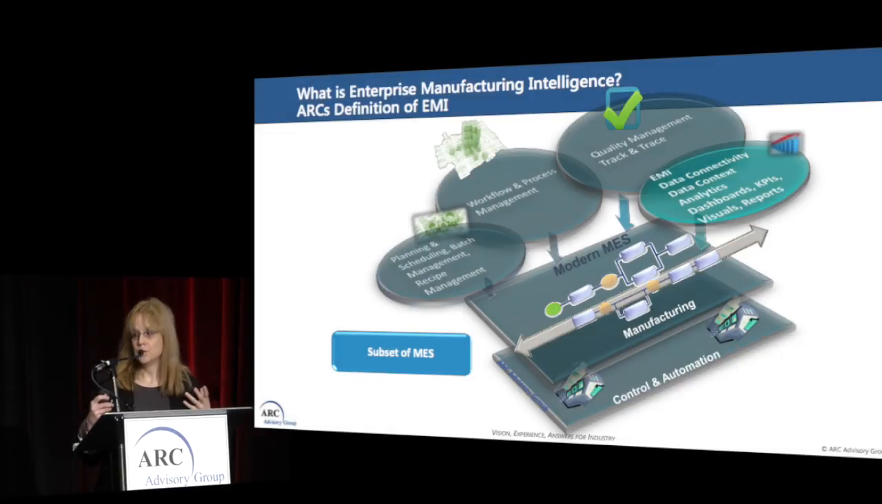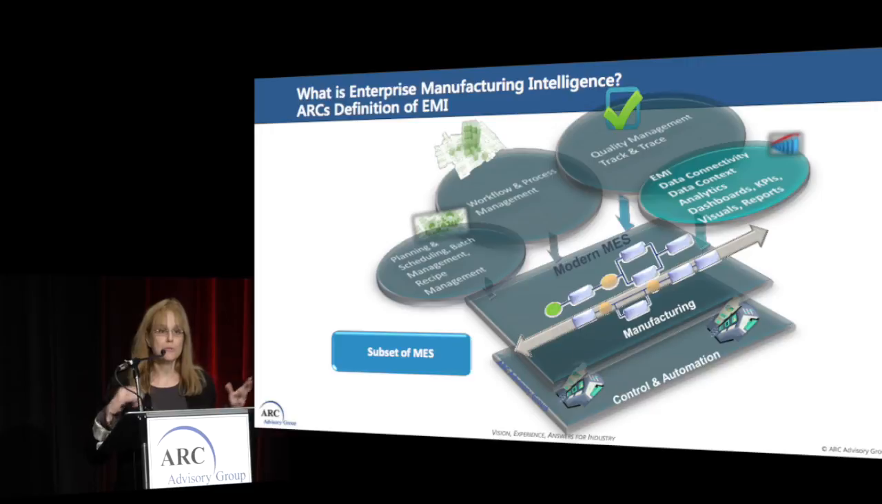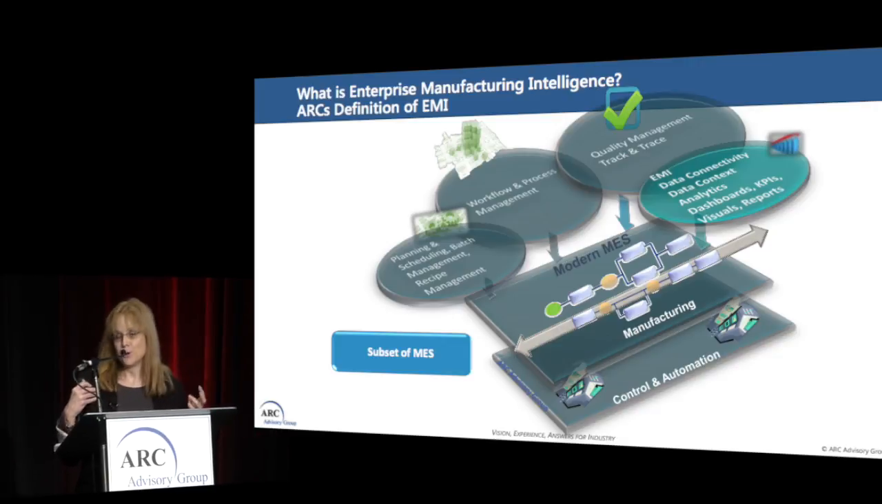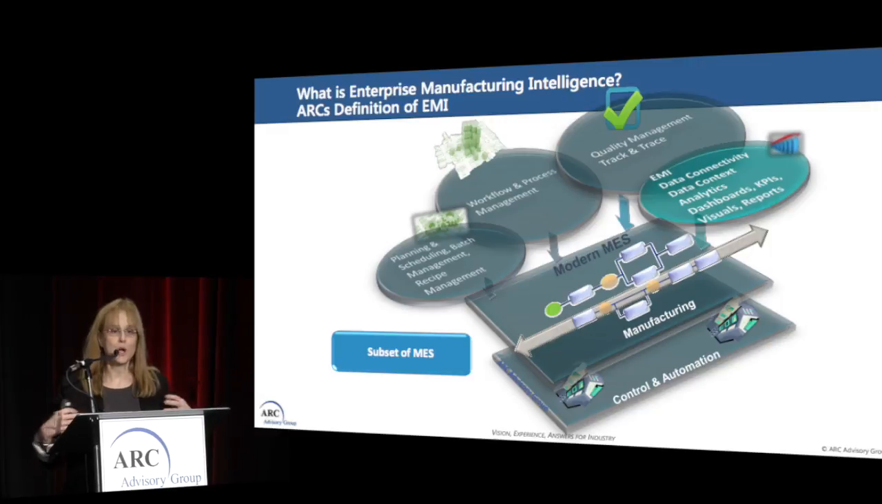So what is the definition of EMI? Well, essentially there's a number of components within the MES space, and that includes the planning and scheduling, the workflow and the process execution, and also the quality management and track and trace. But in addition to that, the area that we're focusing on is the area that integrates all of this data and everything that you've been hearing about, but it actually gets the information. It's the information that people need in the manufacturing environment.